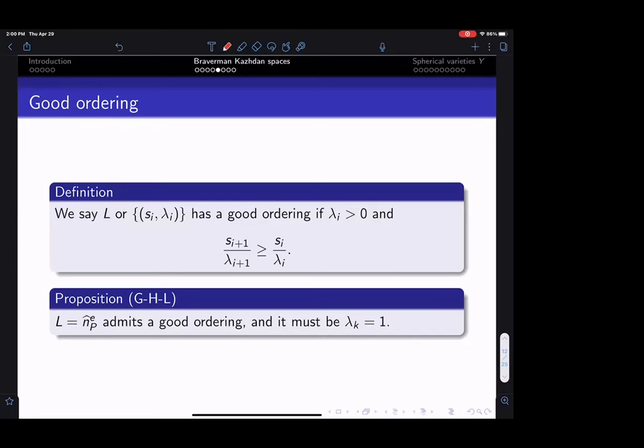But what's not easy to see is that one can always choose, for any good ordering, the highest datum to be the one with λ_k equal to 1. So this is not easy to see. And actually, proving this statement is a case-by-case analysis. We don't know a general proof of this statement. We only did it by the classification of all cases.